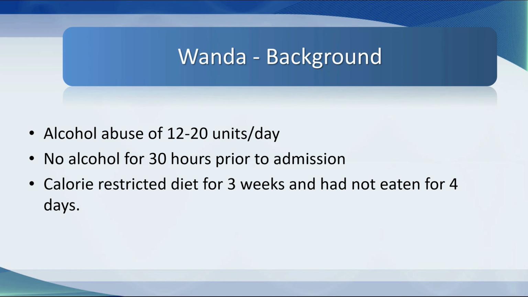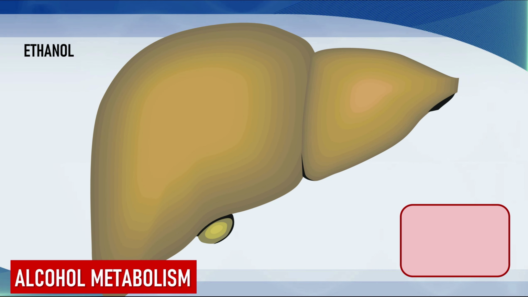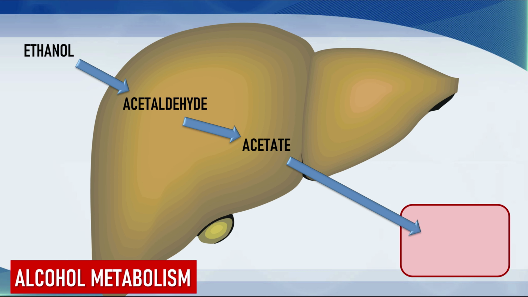Let's move on to a discussion about the metabolism of alcohol. In this cartoon, I have a picture of the liver, and on the bottom right-hand corner, there's a cell. Alcohol, as we understand it, is ethanol, and ethanol is metabolized by the liver initially into acetaldehyde, then into acetate. Then acetate leaves the liver and goes to cells where it's ultimately converted into acetyl coenzyme A.